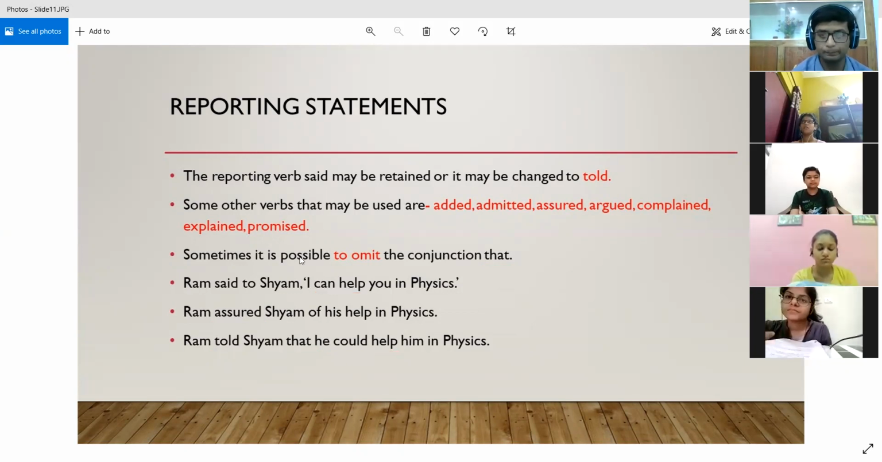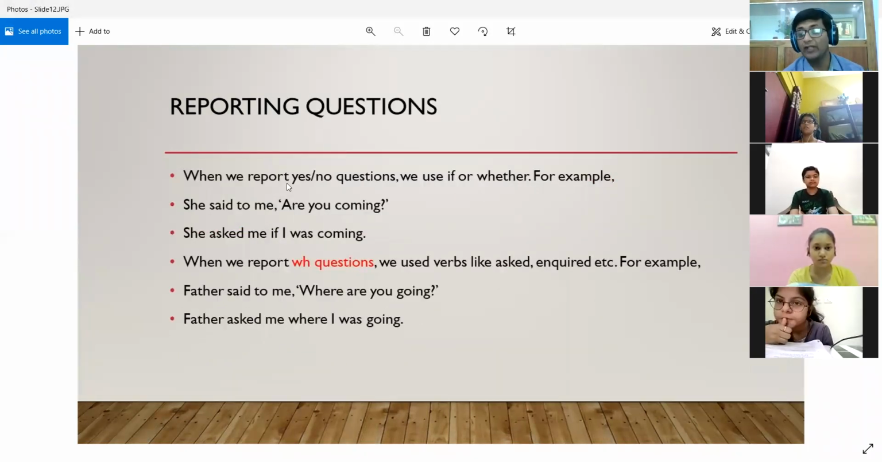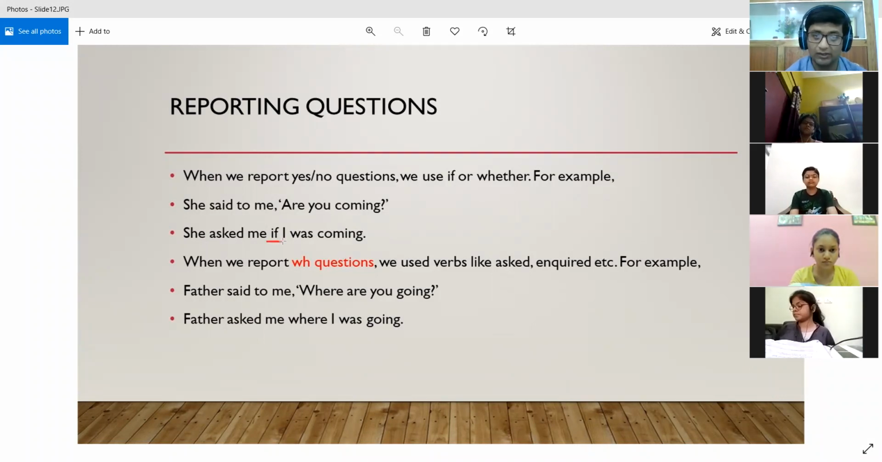Let's see some more cases. Reporting questions. So when we want to report questions in the indirect speech, then what do we do? When we report yes, no questions, yes, no questions means the questions to which the answer should be a yes or a no. Okay. We are talking about those questions over here. Yes, no questions. We use if or whether when we try to report them. For example, she said to me, are you coming? So I am going to say yes or no, right? So if this is the question, then we are going to say, she asked me if I was coming, or she asked me whether I was coming.